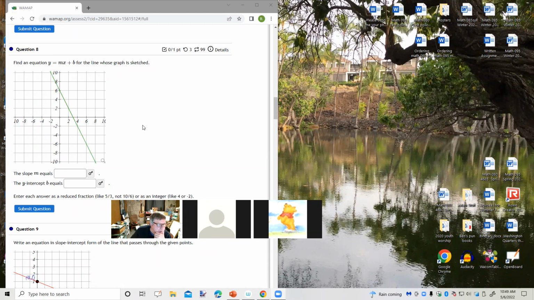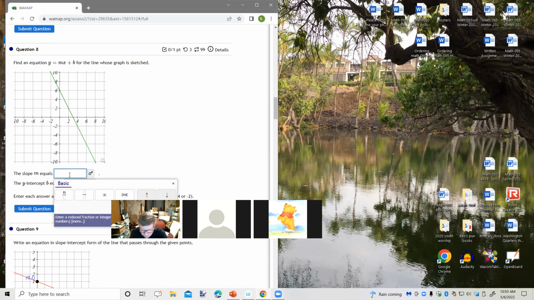All right. So let's see. We've got a point here and a point there. We're going to go down 2/1. So negative 2/1 or just negative 2. So our slope, negative 2. Okay. And the y-intercept is what? 6. 6. Excellent.